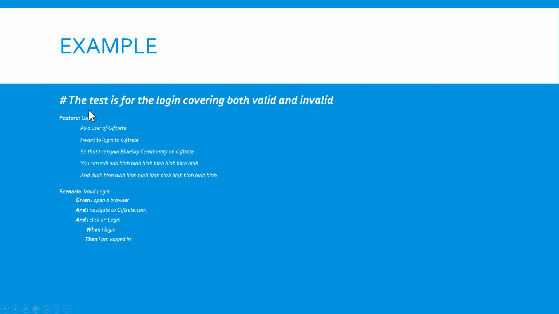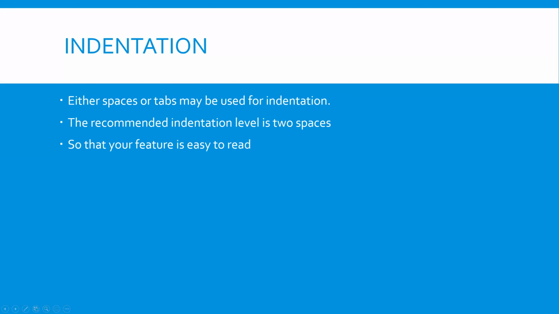So when you want to do comments in Specflow, you put this particular hash sign, and then you put your comments, basically what you want to explain. For instance, hash, this text is for login covering both valid and invalid. So that's basically what I have added now. That is the first example: how to use hash or comment.